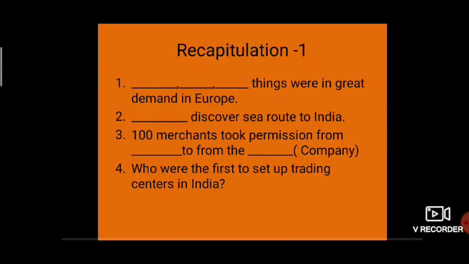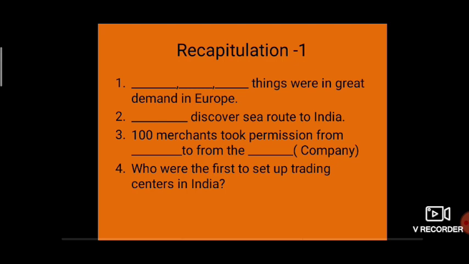Students, this is your recapitulation 1. So there are 4 questions. Students, you either write the answers in the comment box or you can WhatsApp me the answers. Write it on a paper and you can WhatsApp me or write in the comment box.